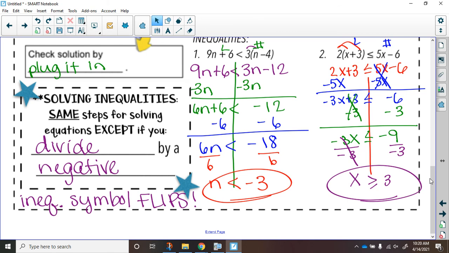So again, because we divided by a negative, our inequality symbol flipped.